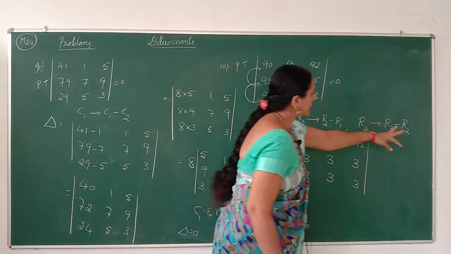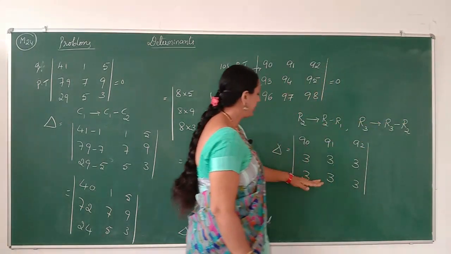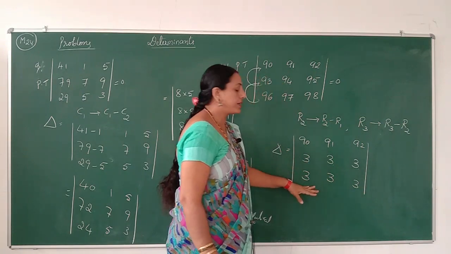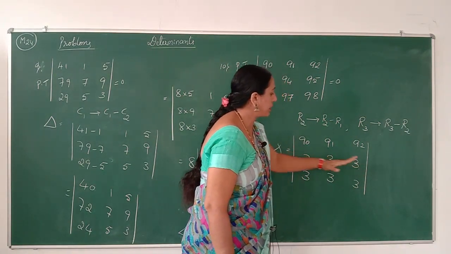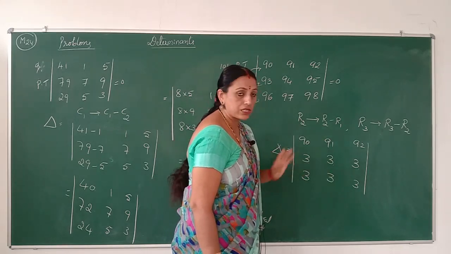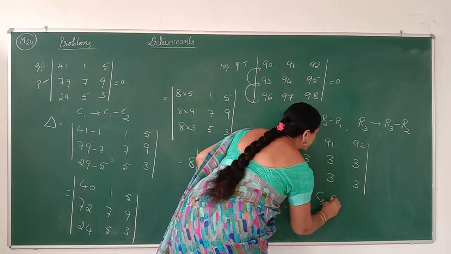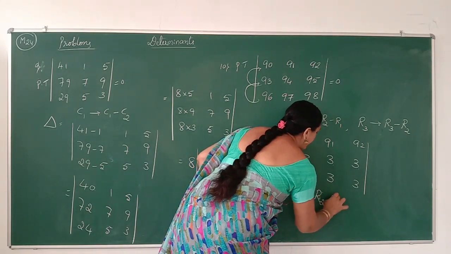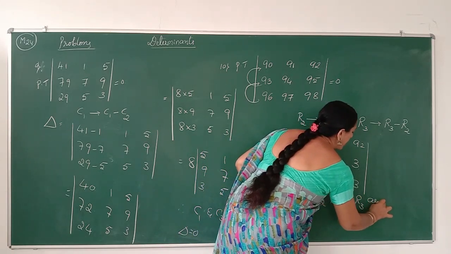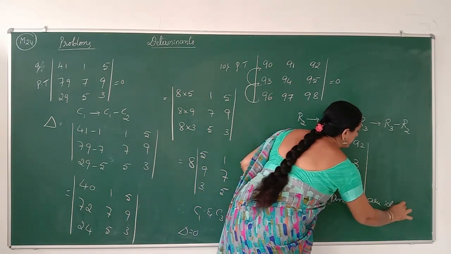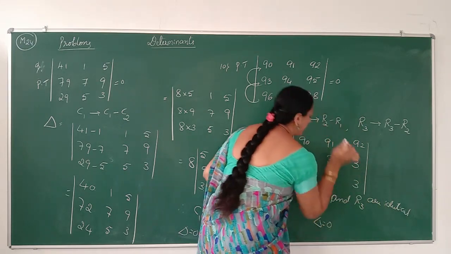Suppose it depends on R1, meaning R3 is changed with R3 minus R1. Then the difference of these elements is nothing but 6. But all the elements of the second row are a multiple of 3 and the third row is also a multiple of 3, therefore the second and third rows are identical. R2 and R3 are identical. So therefore the value of delta is nothing but 0.